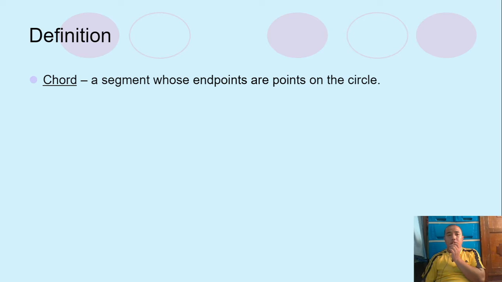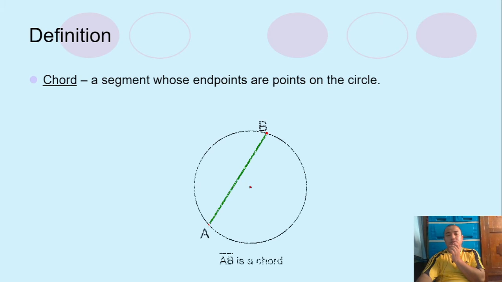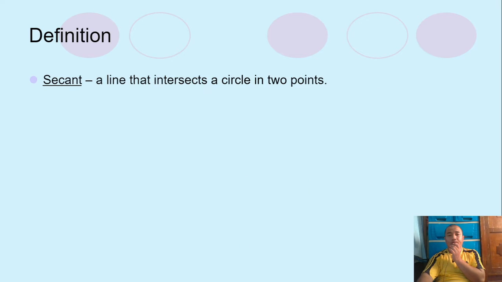Another definition is a chord. Chord is a segment whose endpoints are points on the circle. So, line segment AB is a chord. Also, diameter can be considered a chord because its endpoints are points on the circle. Only it passes through the center of the circle. So, that goes to say that the diameter is the longest chord of the circle.